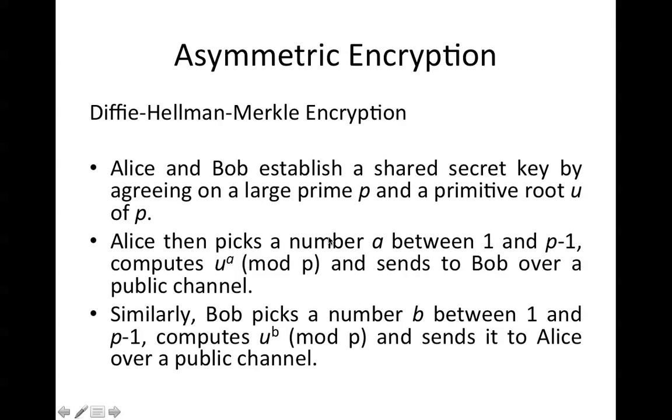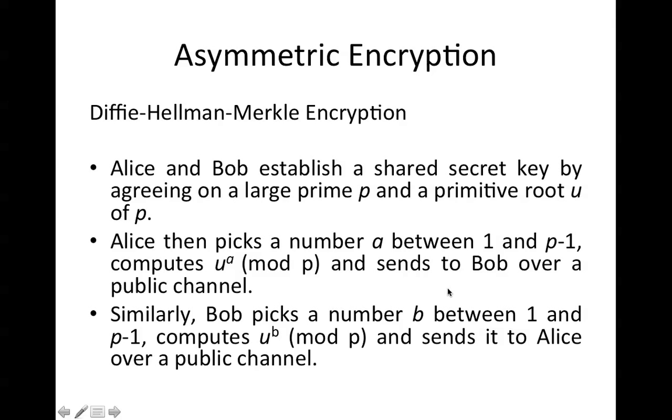So Alice picks a number, which will be her private key from this point onward. That is this number A, between 1 and p minus 1. And then she powers u, the primitive root, to that key of hers, and of course she mods it to p. Everything is modded to p here. If I miss it for some reason, you have to put it in there yourself. And she sends that to Bob.